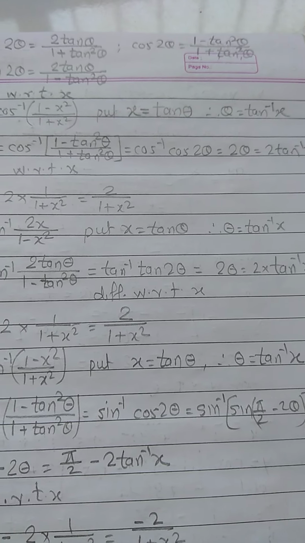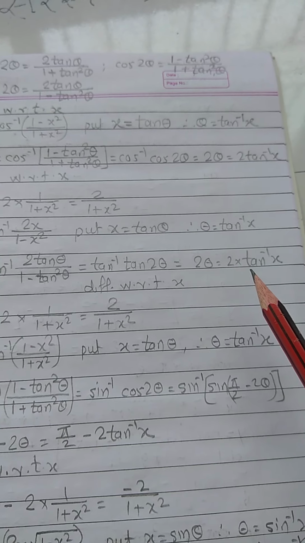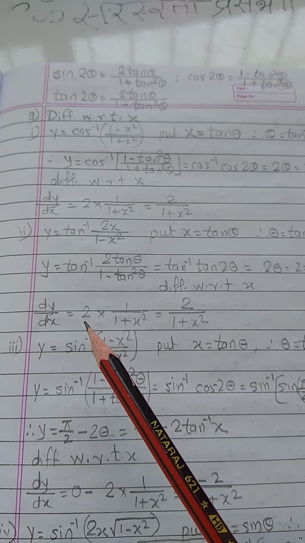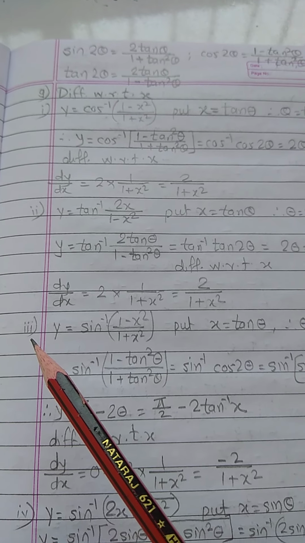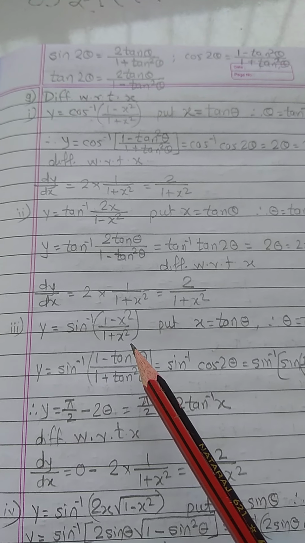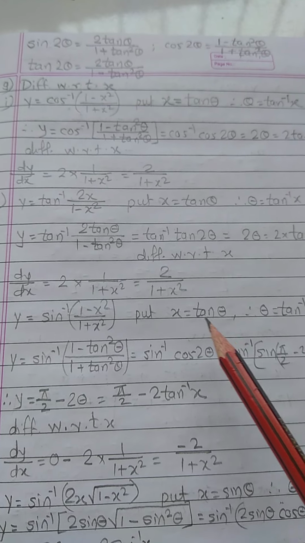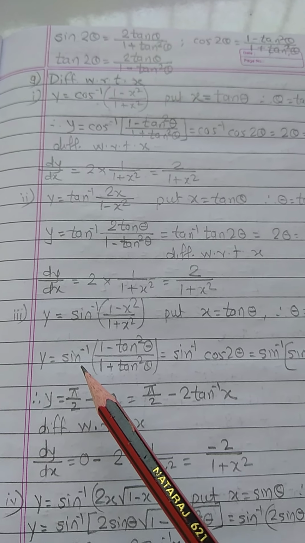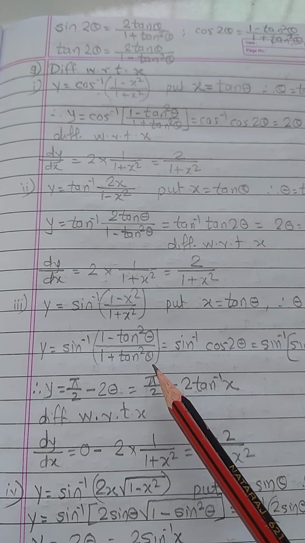Now differentiating with respect to x, the constant along with the variable as it is. Derivative of tan⁻¹ x is 1/(1 + x²). So the final answer is 2/(1 + x²). Part 3, y equals sin⁻¹ of (1 − x²)/(1 + x²). We will put x equal to tan θ here. Then θ will be tan⁻¹ of x. Now y equals sin⁻¹ of (1 − tan²θ)/(1 + tan²θ).